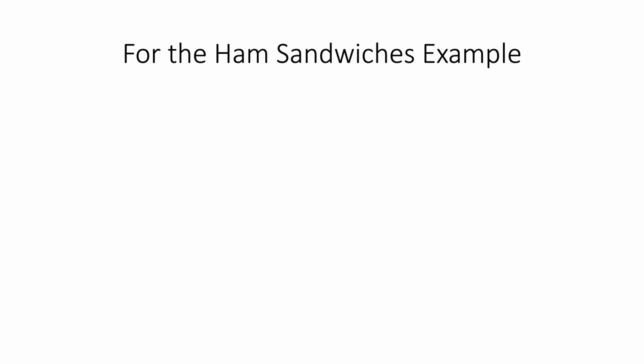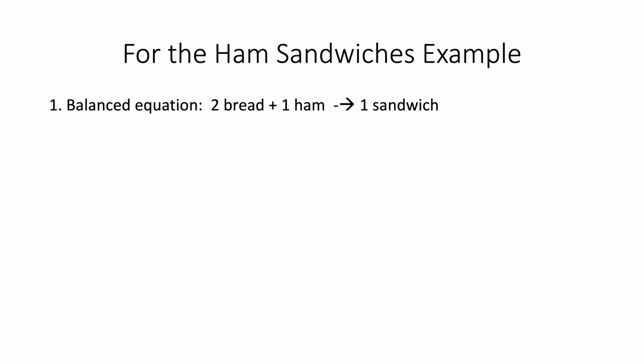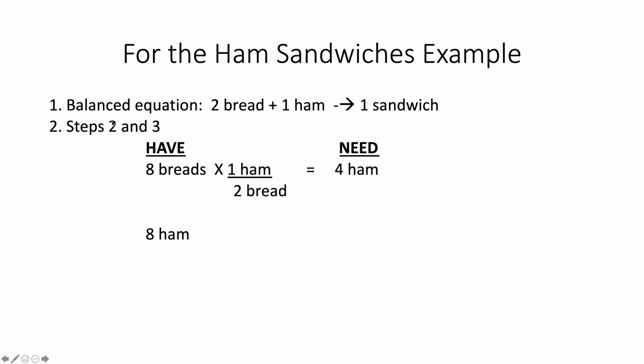Okay? So the ham sandwiches example. There's your balanced equation. So then what we're going to do, steps 2 and 3, write down the moles of each thing we have. So if we have 8 pieces of bread and 8 pieces of ham, then we're going to arbitrarily pick the bread, see how much ham we need to use it up. So for 8 breads, we need 1 ham for every 2 breads. That's from the balanced chemical equation, 1 ham for 2 bread, meaning we would need 4 ham if we're going to use up all the bread.